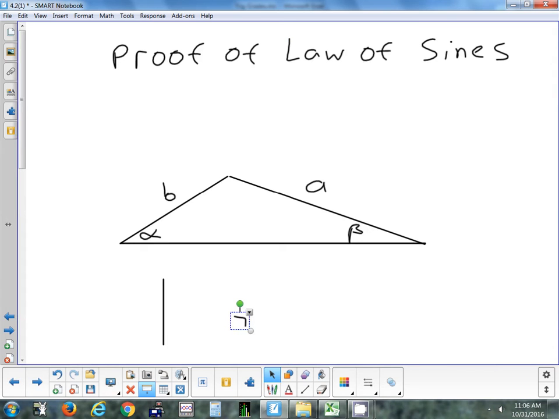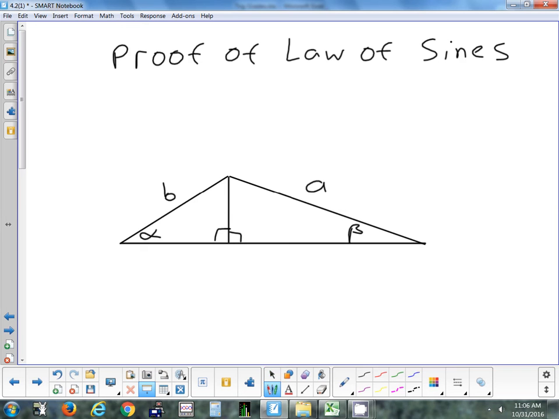Okay, and then once you have this triangle, what I want to do is draw a vertical line from that angle straight down to the base. Okay, what did I just create by drawing that vertical line? I had one big triangle. Now I just created two smaller triangles. Can you tell me specifically what kind of triangles I made? Right triangles. Yeah, I just made two right triangles.